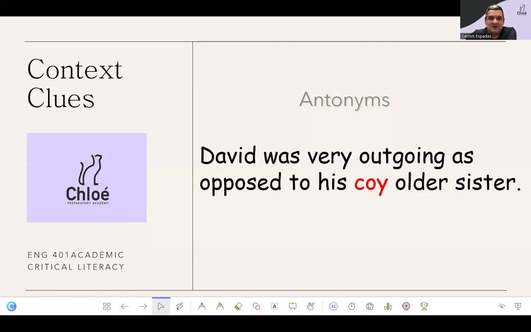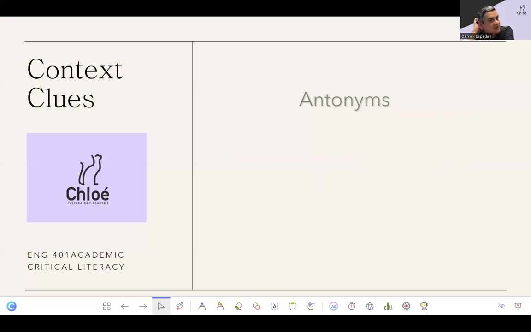David was very outgoing as opposed to his coy older sister. So if David is outgoing, his older sister is the opposite. So coy is going to mean not outgoing. It's kind of shy, it's kind of reserved. And so that's an example of finding a definition from the context using an antonym.